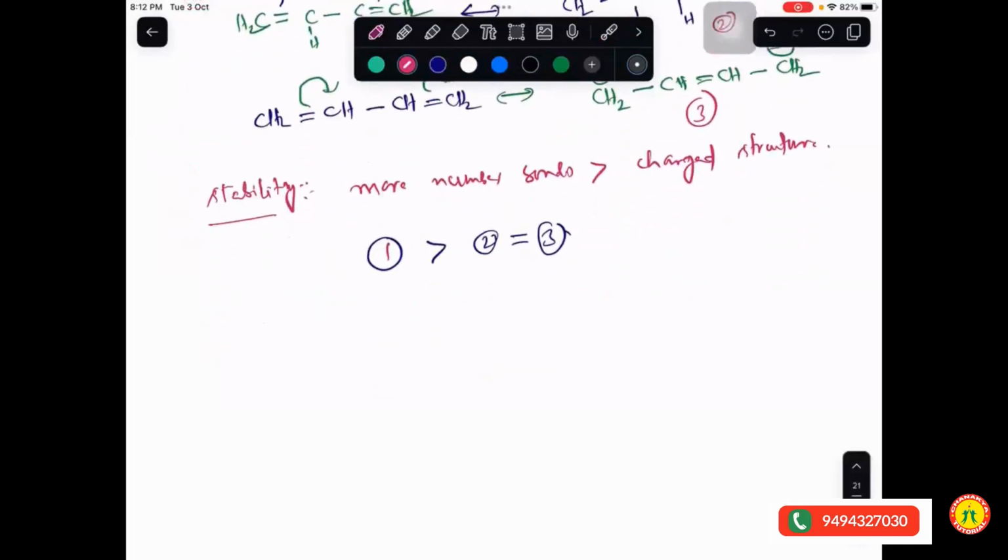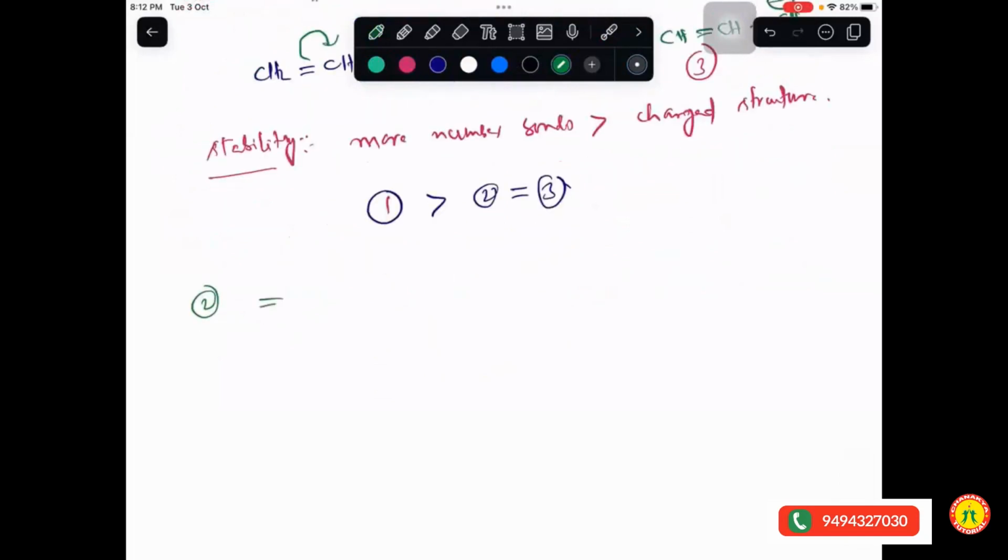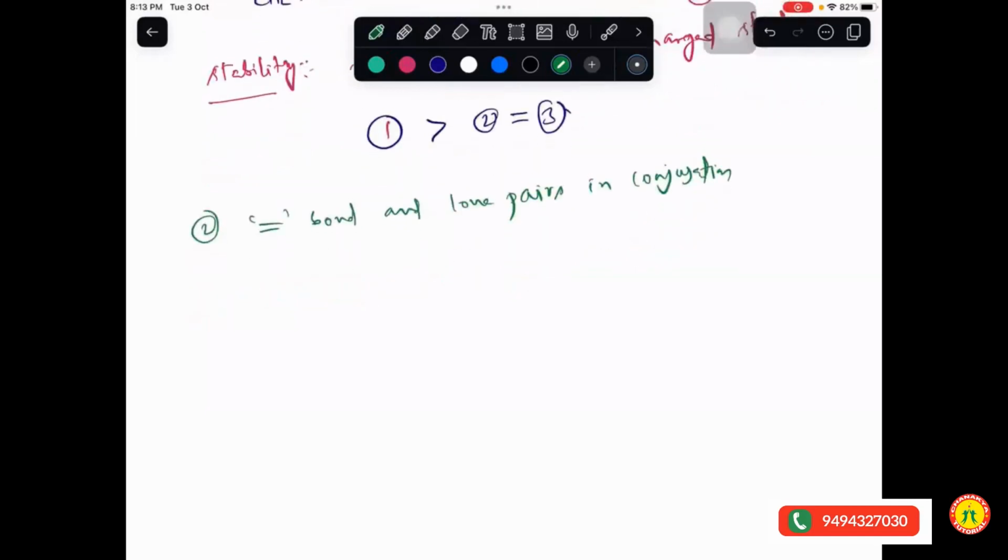Next one, second condition I'm saying. Second condition: when a double bond and a lone pair are in conjugation. You know a lone pair is nothing but how many electrons? 2 electrons, right? Lone pair in the conjugation. See the example, suppose CH2 double bond here, CH.